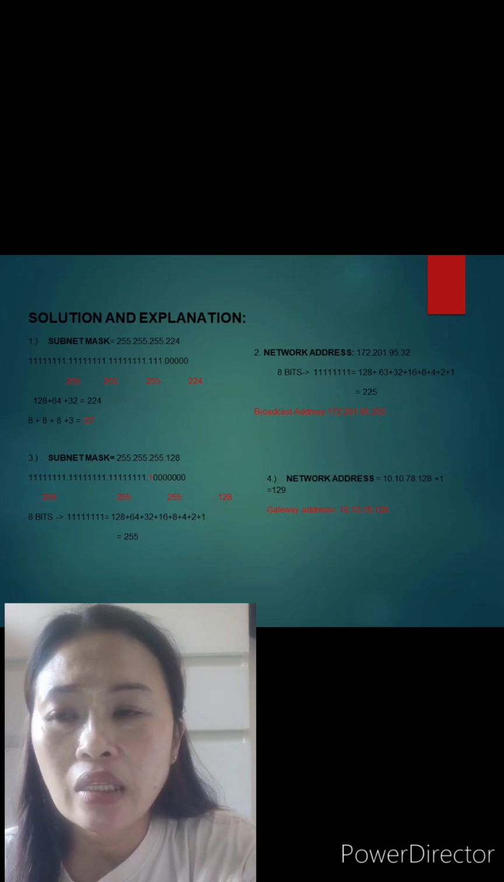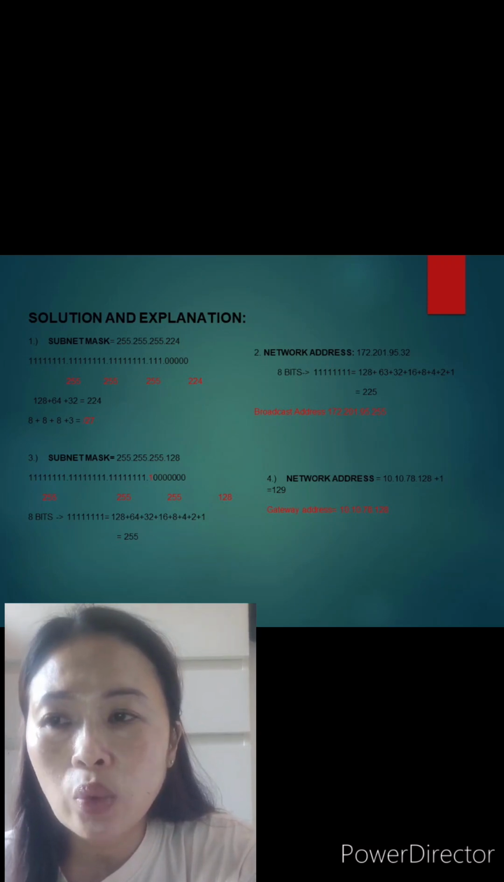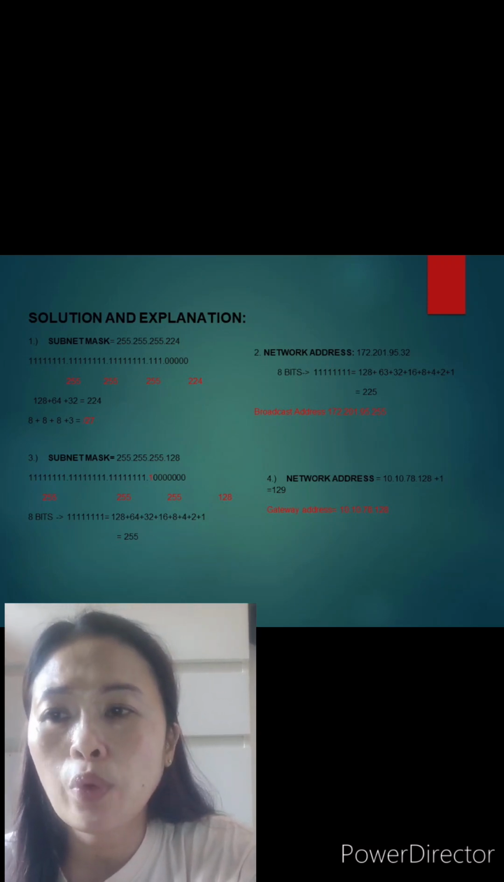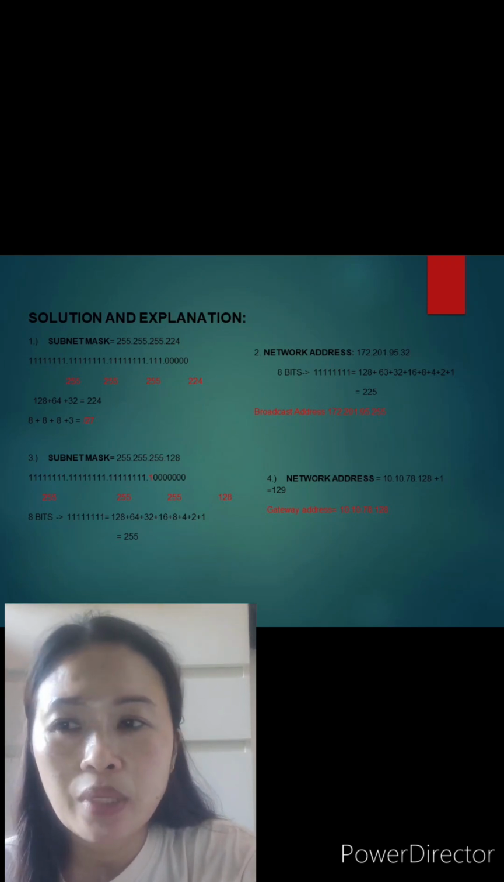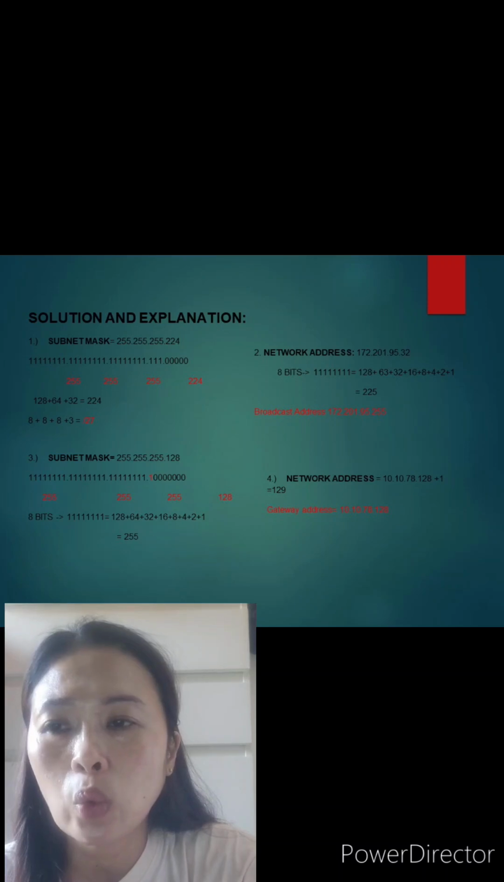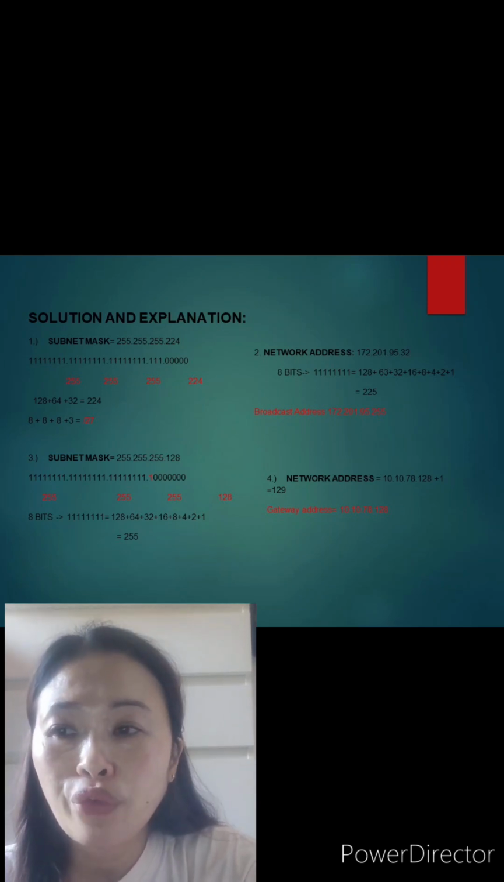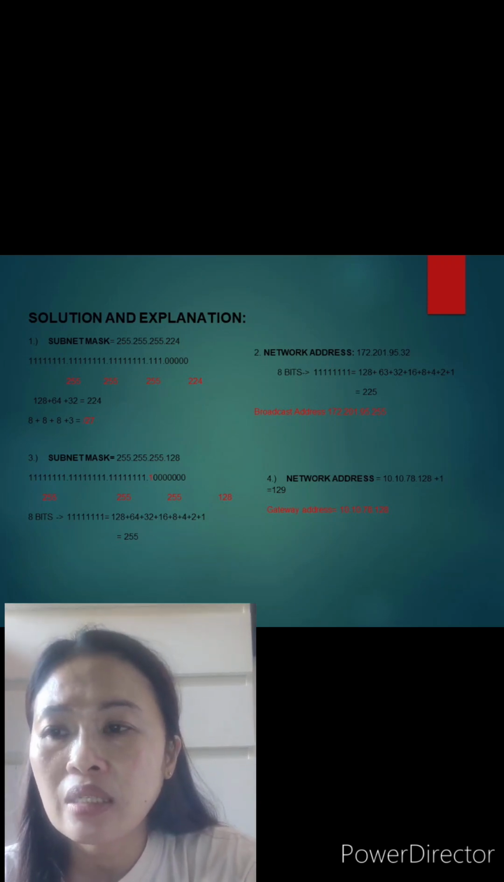Network and the network address. Number 2 is the network address 172.201.95.32. The 8 bits is 11111 equals 128 plus 63 plus 64 plus 32 plus 16 plus 8 plus 4 plus 2 plus 1 equals to 225.